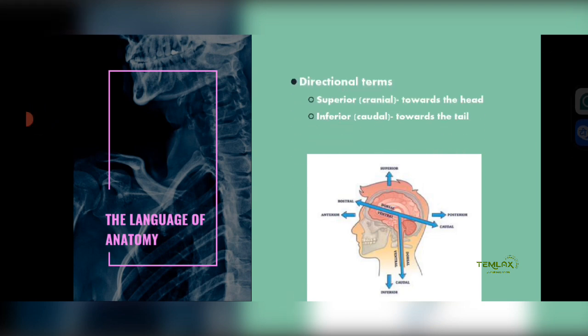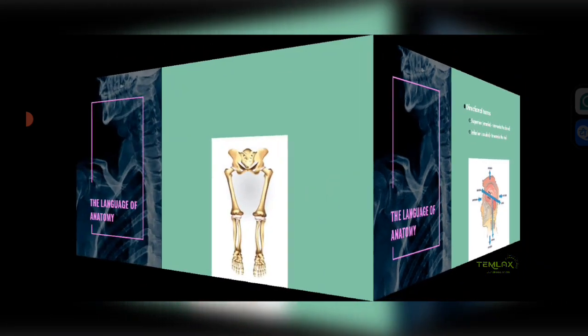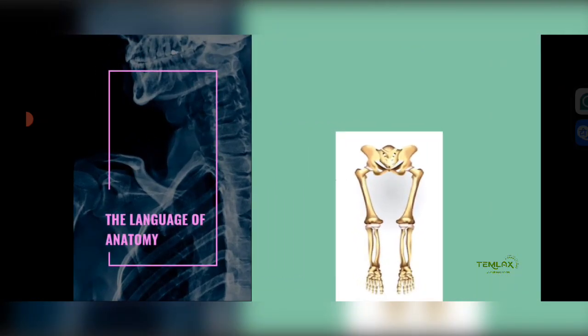Now another directional term that we'll be looking at is the inferior and the superior. It can also mean cranial and caudal, superior towards the head and inferior towards the tail. A good example is the head is superior to the abdomen and the abdomen is inferior to the head. So now the parts that we're talking of, those are for the axial skeleton.